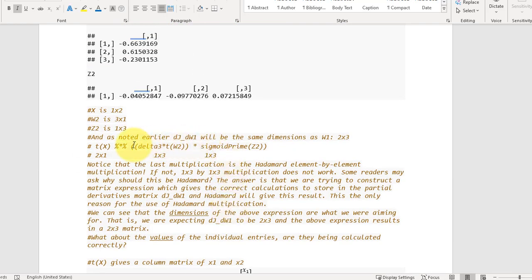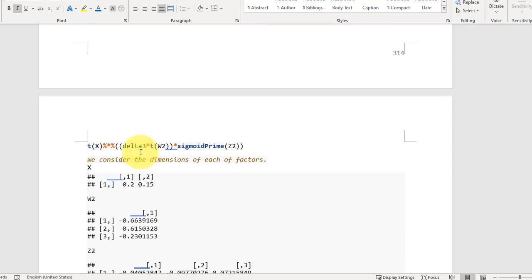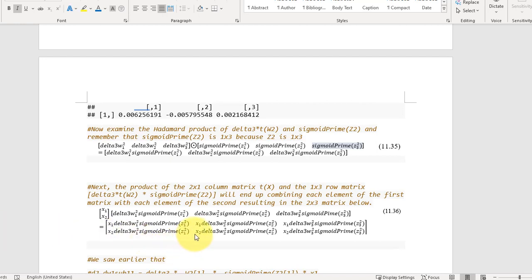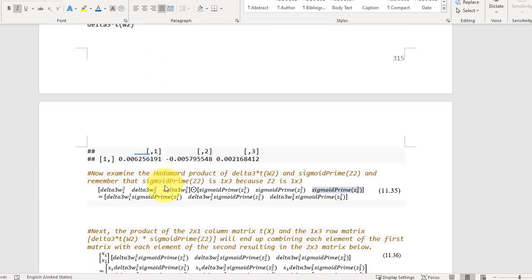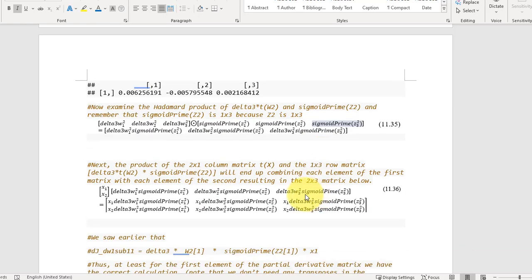So that's this part here, and then we have to multiply that times t of x, because we just did this part here. But that is not Hadamard multiplication, that's matrix multiplication. Remember, we can see t of x here is a 2 by 1, and then this other piece is a 1 by 3. So 2 by 1 and 1 by 3 works, and we get a 2 by 3.